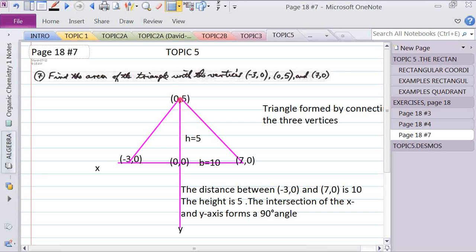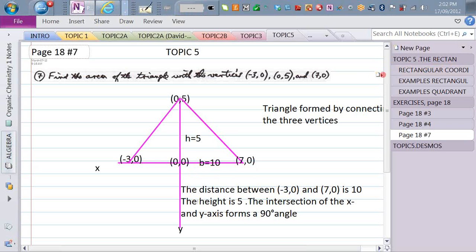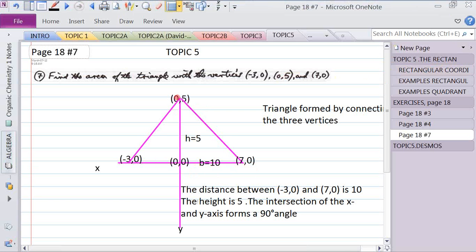The reason I've drawn these two lines here is because I'm told it's a triangle. So, first of all, we plot these 3 points that we're given. Minus 3, x is minus 3, y is 0. X is 7, y is 0. Both these points lie on the x-axis. The point 0, 5 lies on the y-axis. Here it is on the y-axis. X is 0, y is 5. So I just move up 1, 2, 3, 4, 5 right there.